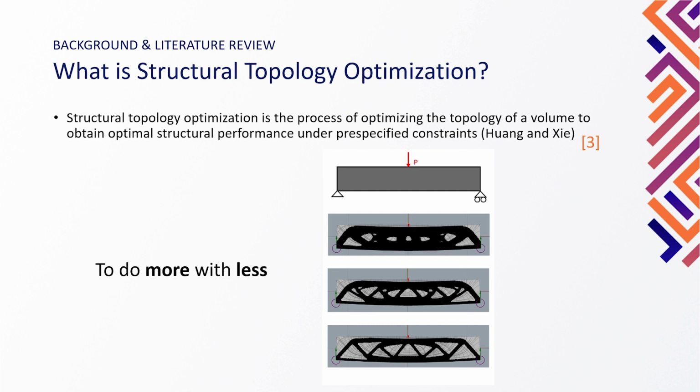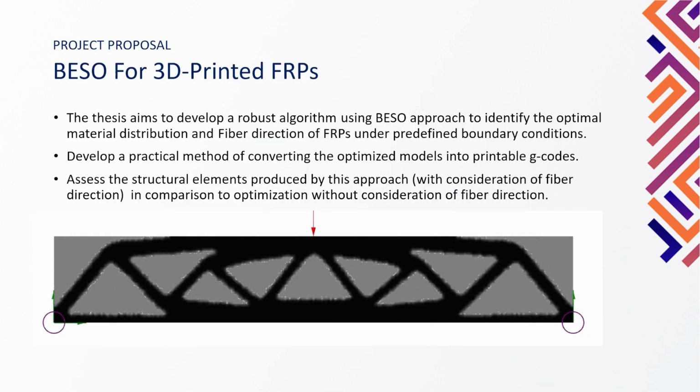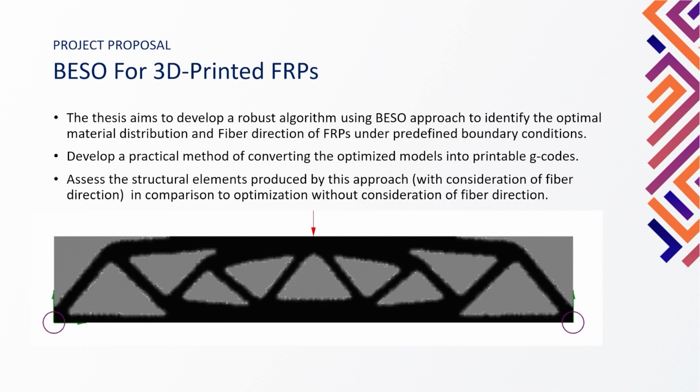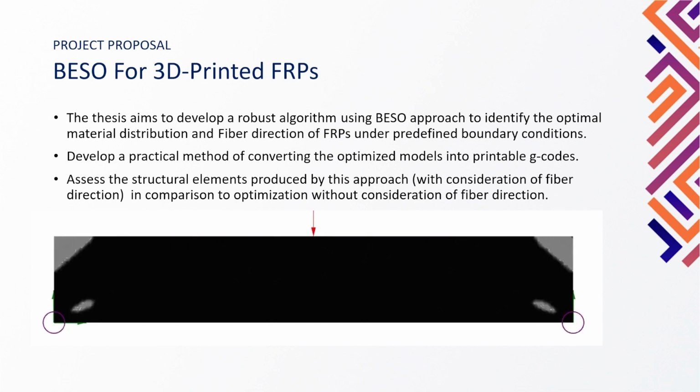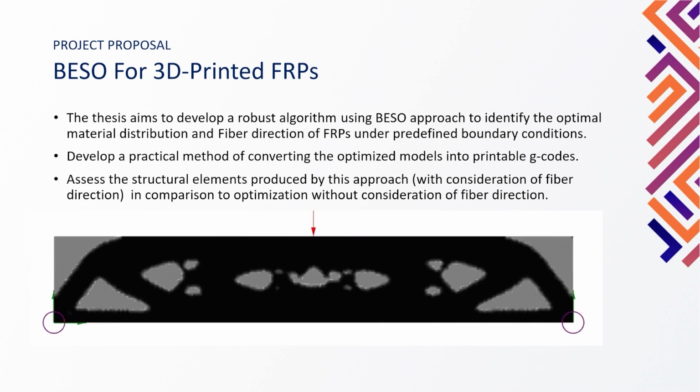Over the last decades, multiple topology optimization methods have been developed for isotropic continuum structures, such as the density-based method, the level set method, or bidirectional evolutionary structural optimization, BESO. All the methods that I have just shown assume an isotropic nature for the material. And as you know, fibre-reinforced polymers are not isotropic. Therefore, we need a new approach that takes into account the anisotropy of the material.